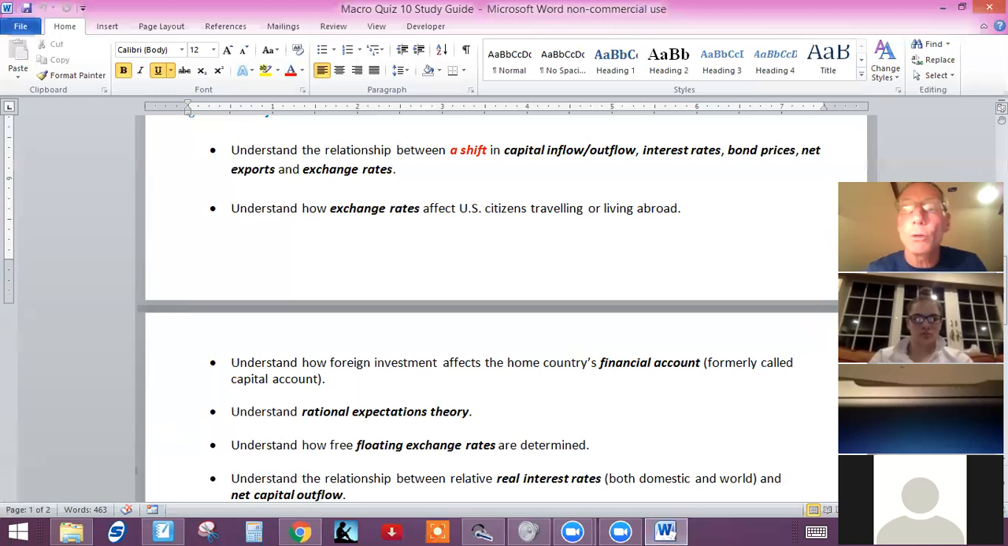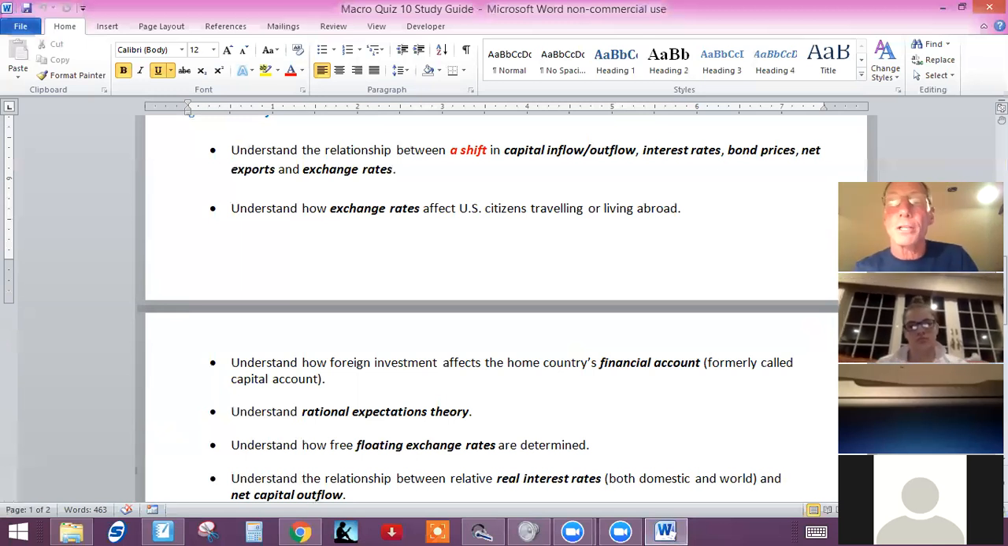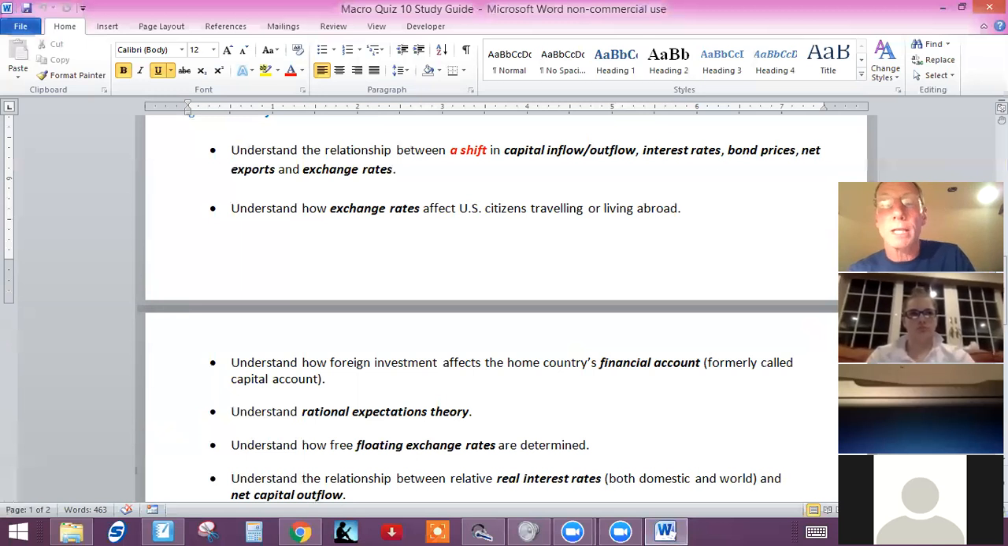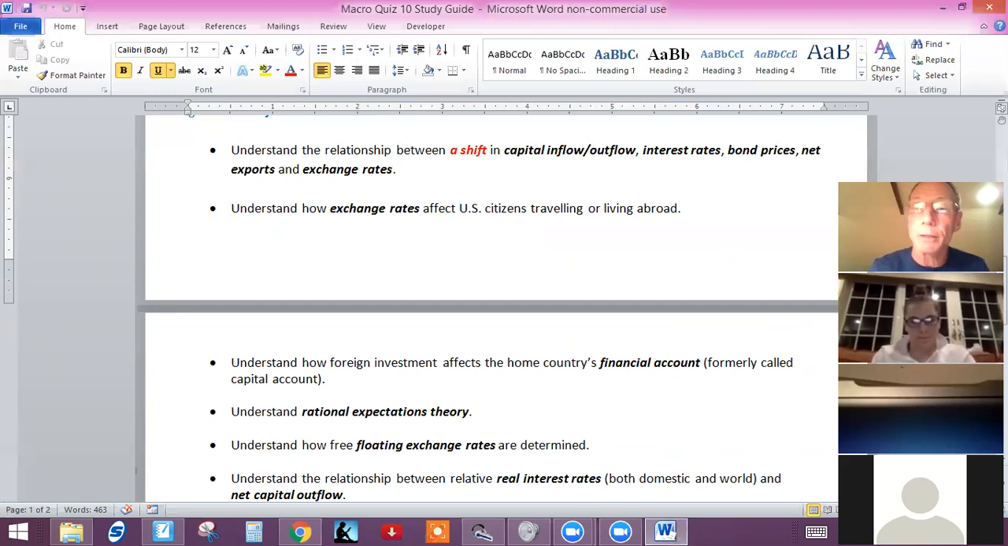So you've got two accounts. You've got the financial account, and you've got the other account that is not coming into my head right now. The current account. Sorry, the current account. The current account is the import-export balance, right? And the current account and the financial account have to zero out, right?